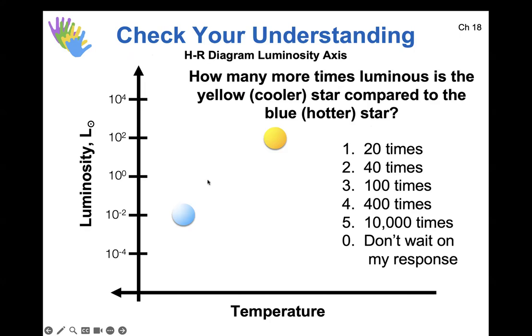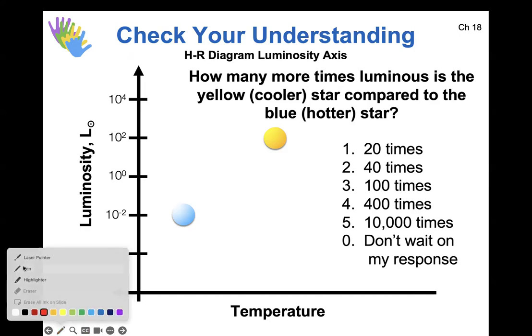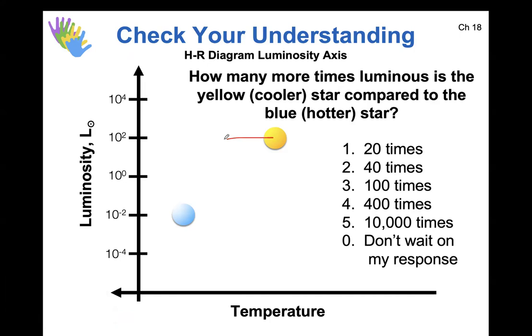So I was going to draw something on too. Let's see if this would help. So I draw a horizontal line for both of them, and find out where that line intercepts the vertical axis, which of course is the luminosity axis. And I'm like, okay, well then 10 to the negative 2 is the relative luminosity, relative to the sun, for the blue one. 10 to the 2 is the relative luminosity for the yellow one. So what's the difference then? What's the difference between 10 to the 2 and 10 to the negative 2?